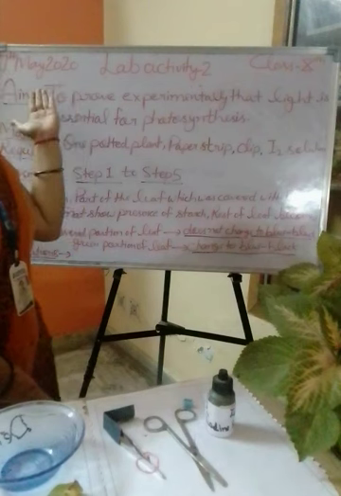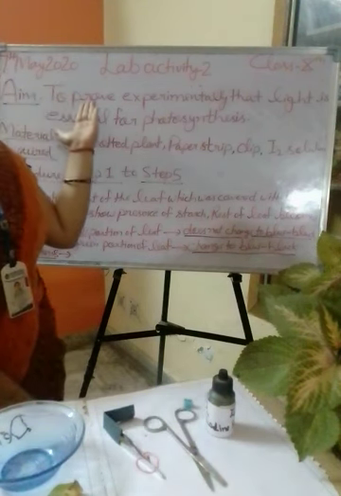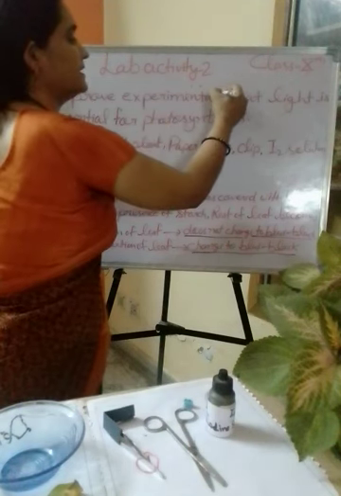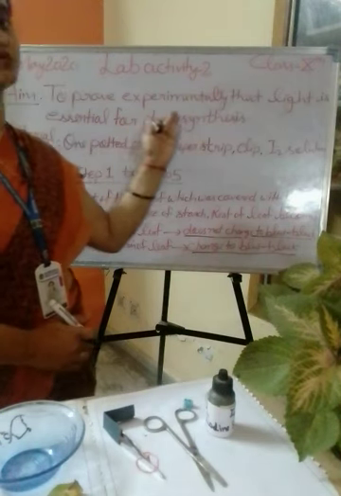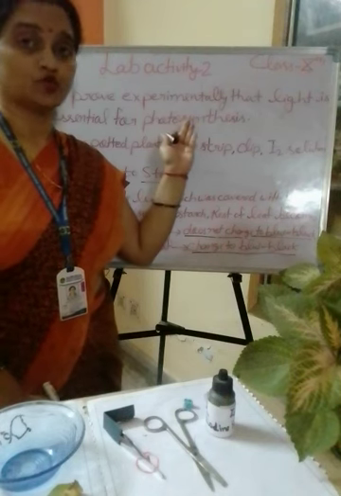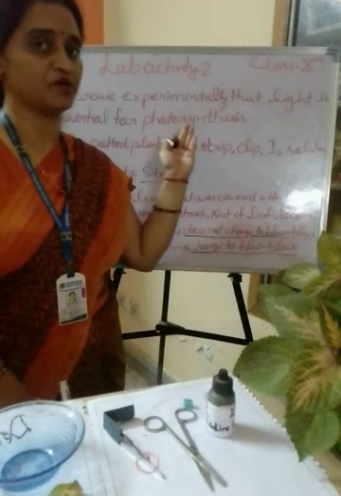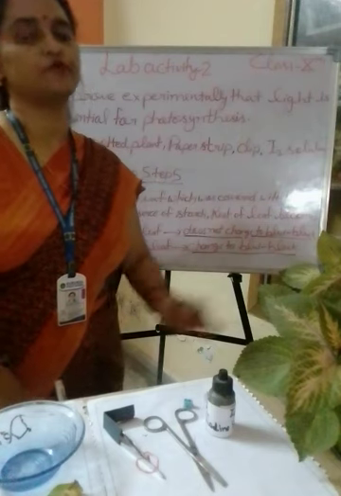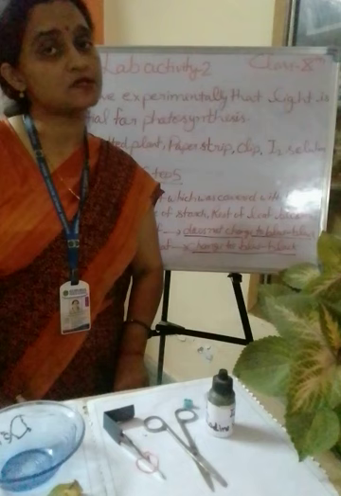What is the aim of this activity? The aim is to prove experimentally that light is essential for photosynthesis. Do you know it very well? I have taught this lesson, photosynthesis, in the theory paper, nutrition in plants. I remember that light is a very important factor for photosynthesis. Carbon dioxide is also an important factor for photosynthesis.